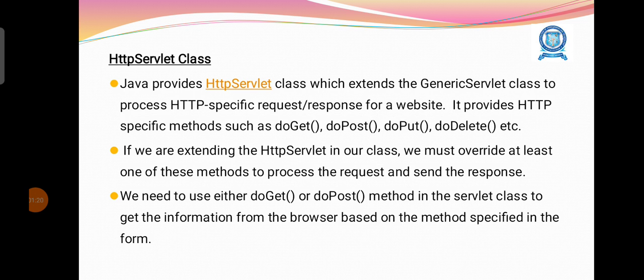Let us see the HttpServlet class. Java provides an important class called HttpServlet class, which extends the GenericServlet class to process HTTP specific requests or responses for a website. It provides HTTP specific methods such as doGet, doPost, doPut, doDelete, etc. If we are extending the HttpServlet in our class, we must override at least one of these methods to process the request and send the response. We need to use either doGet or doPost method in the servlet class to get the information from the browser based on the method specified in the form.